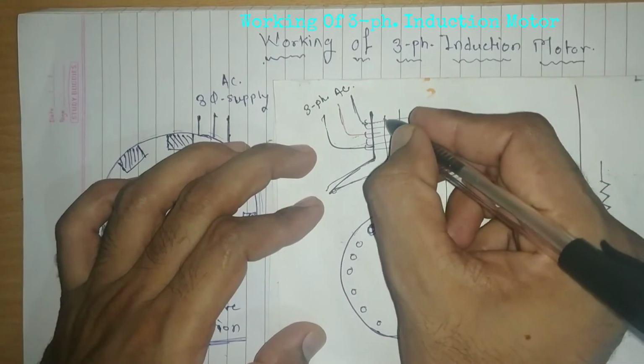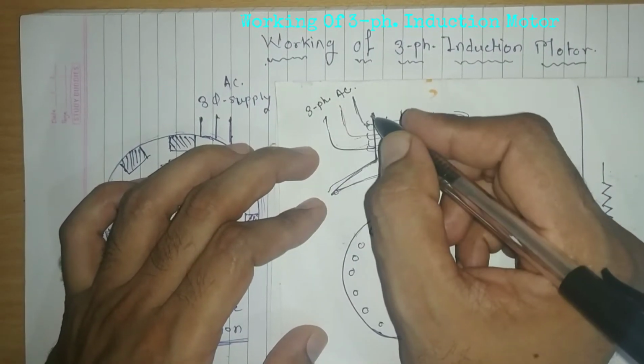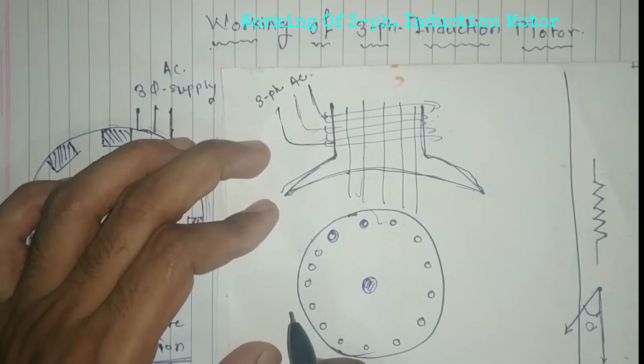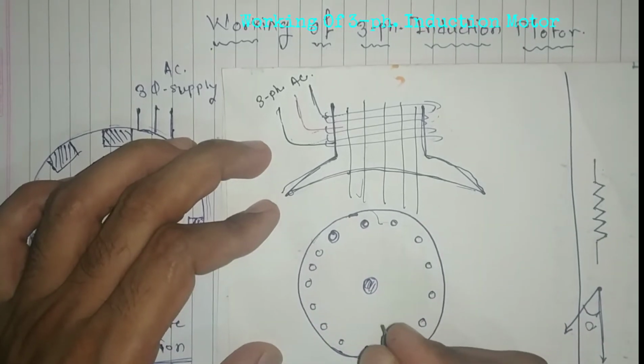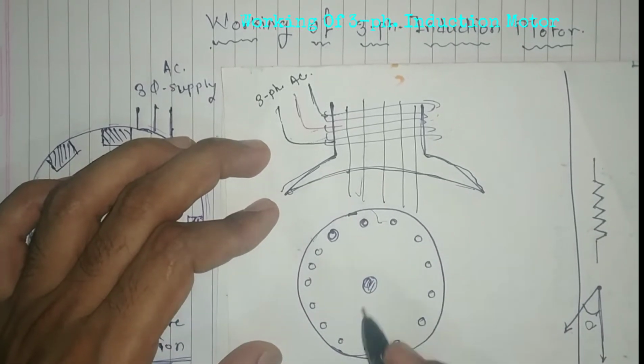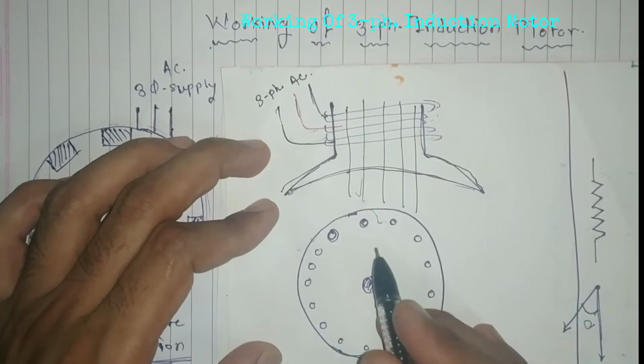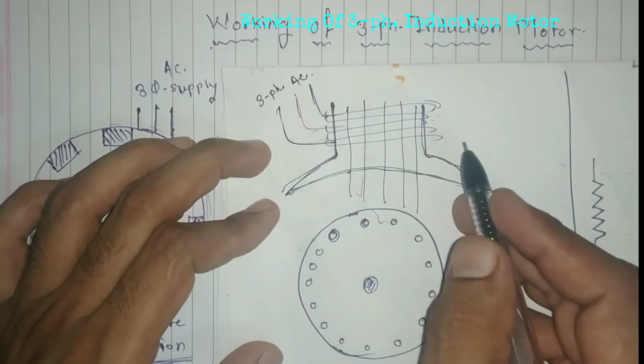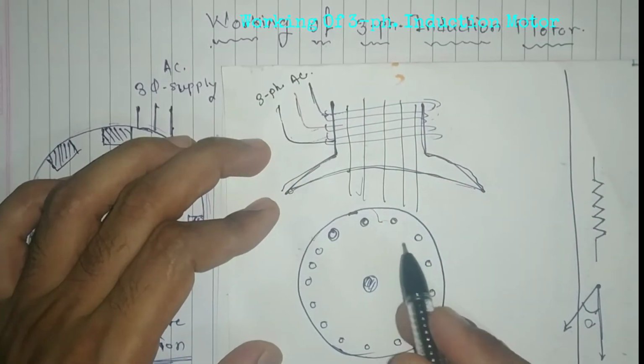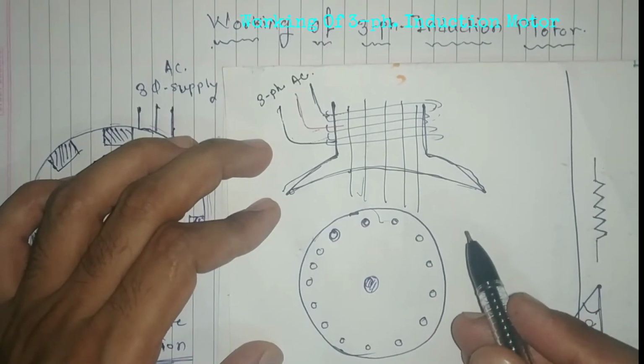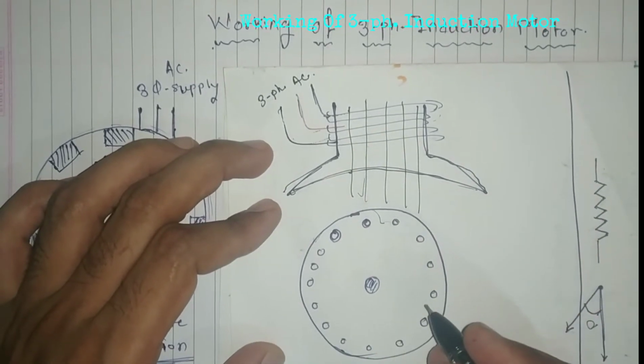Suppose when you are providing 3 phase AC supply to the stator, and this is what your pole of the stator. It means you are just providing it at the winding. You are providing AC supply to this winding. Now what is it going to do? It will produce a rotating magnetic field, right?